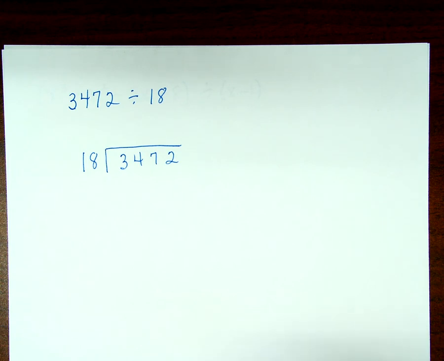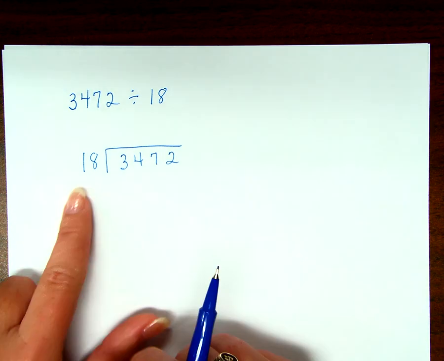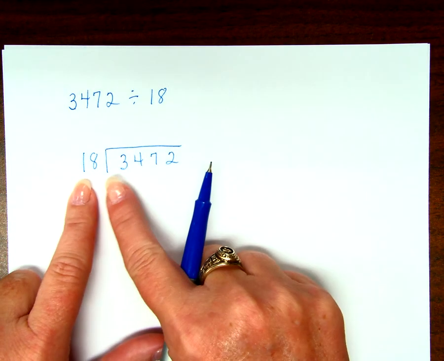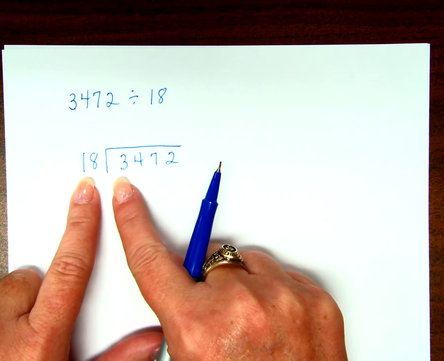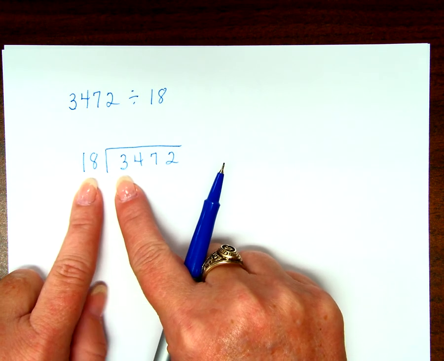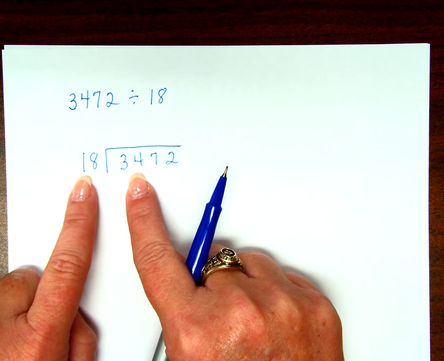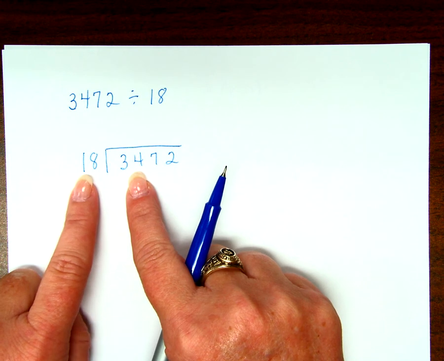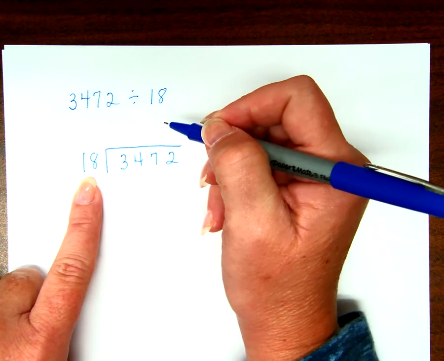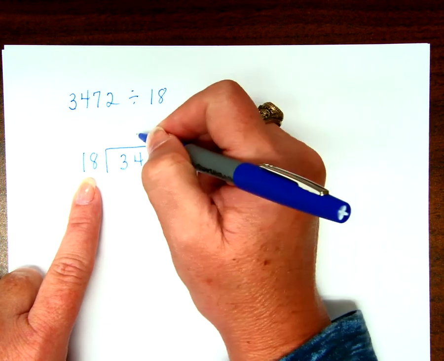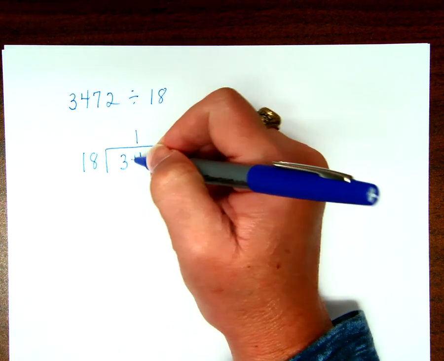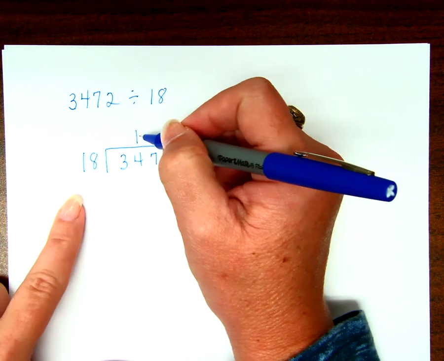Okay, so what step do I do first? So how many times does 18 go into 3? It doesn't, right? So I need to add the next term, right? So how many times does 18 go into 34? Once. So where do I put the 1? Above the 4, because that's the number that it went into, right? The 34. Now what do I do?